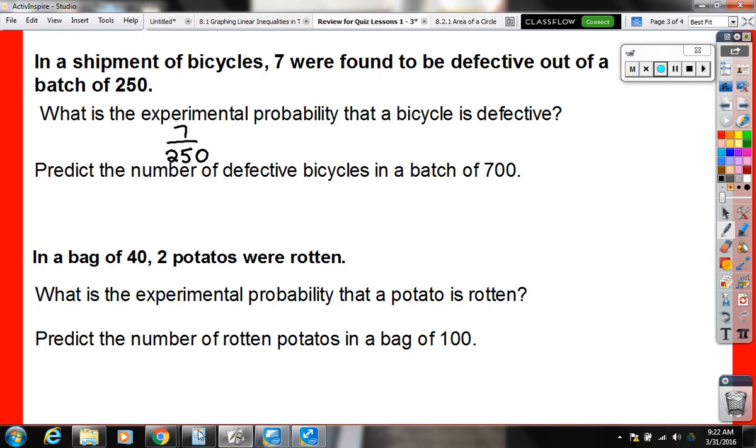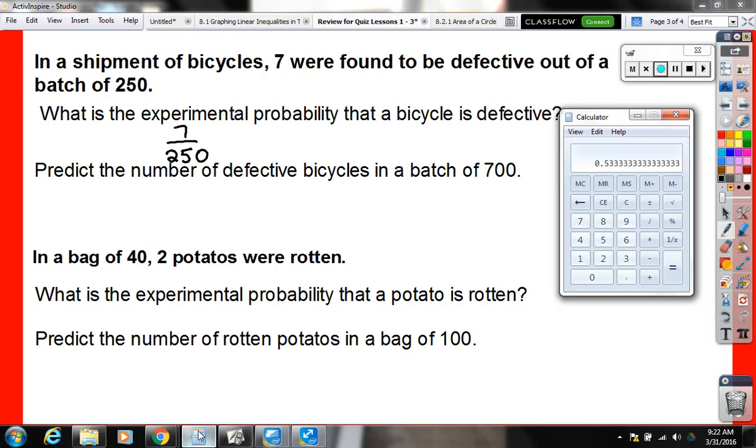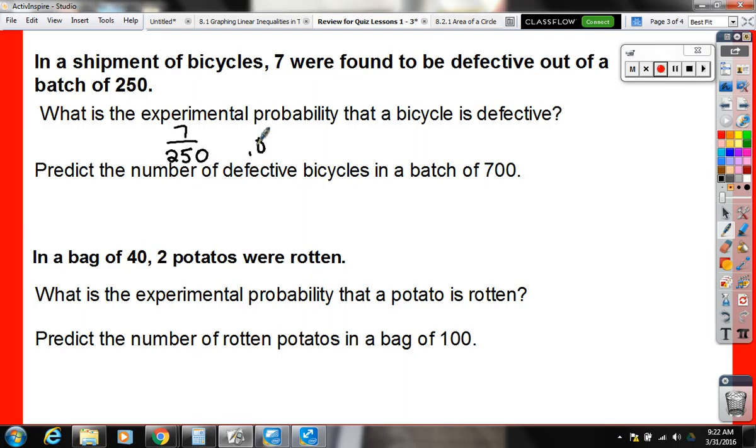Okay, and let's write that as a decimal. Owen? I got 0.028. 0.028, let's try that. 7 divided by 250, 0.028, excellent. So what percent would that be, Owen? 2.8%. Good, if we move the decimal over 2 places to the right, we get 2.8%.